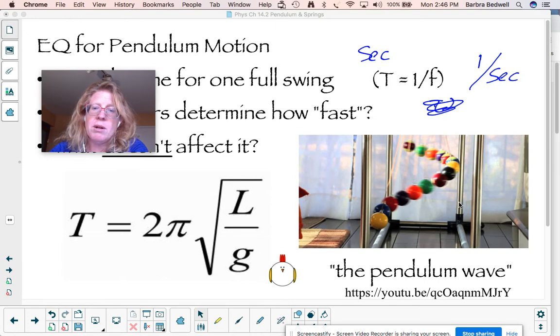So these ones that are closest to us tend to move the slowest. The longest string tends to go with the longest period. In other words, the longest amount of time to go back and forth. And these ones at the back have shorter strings, so they tend to move a little bit quicker. So the L part is simply the length of the string. And then the g at the bottom is simply gravity.